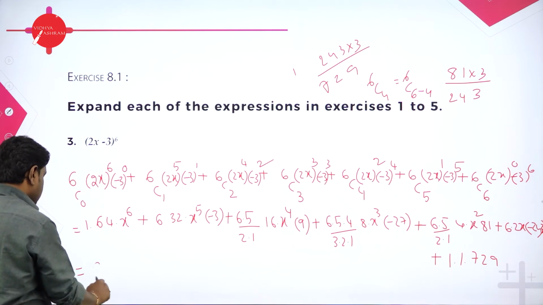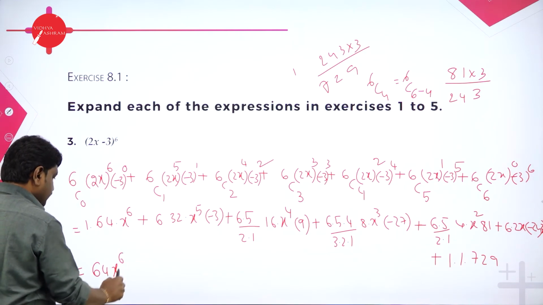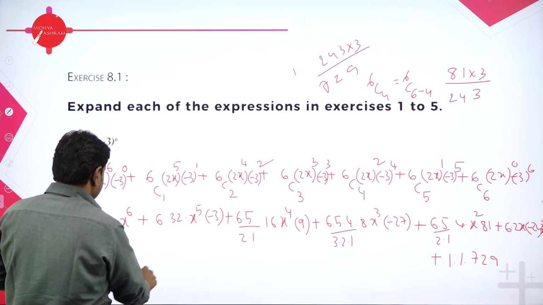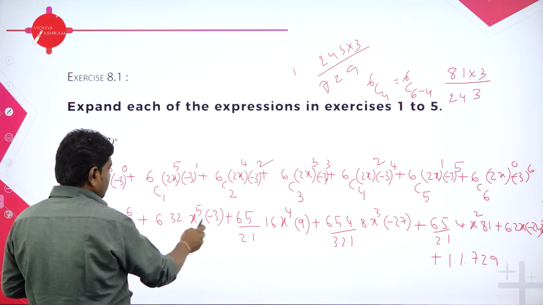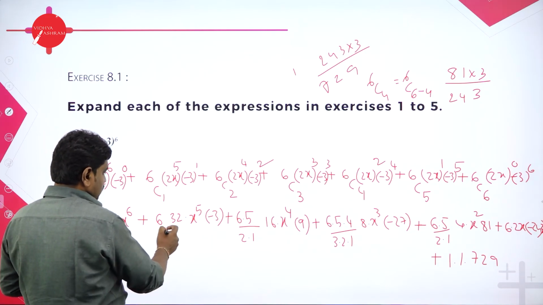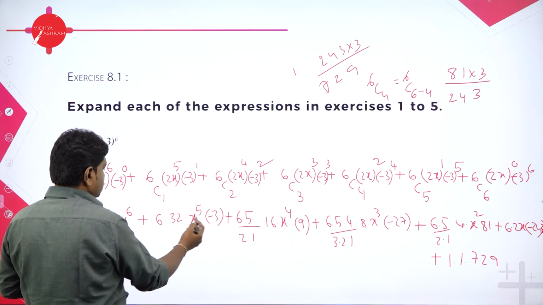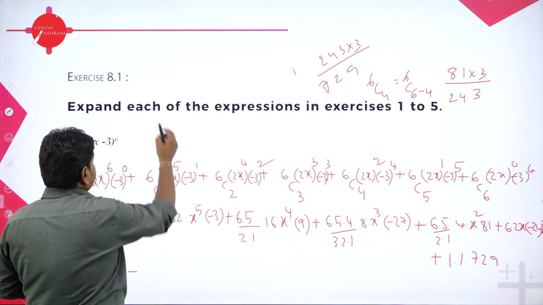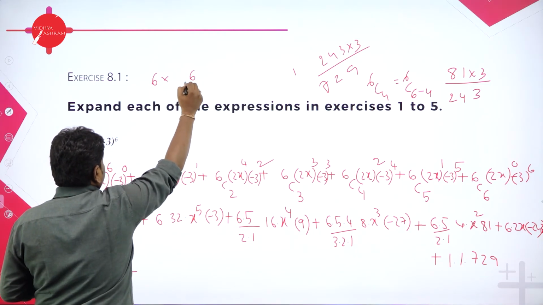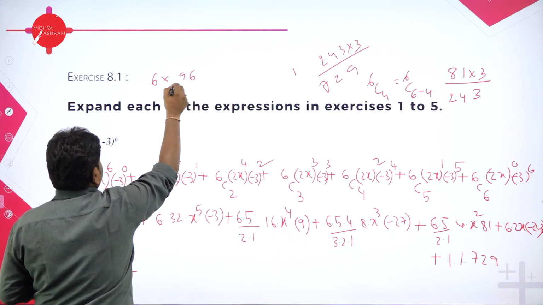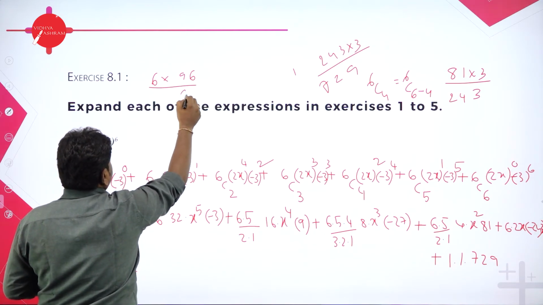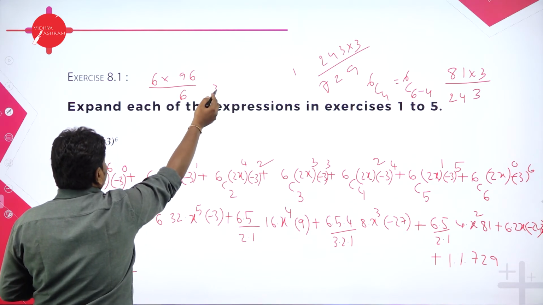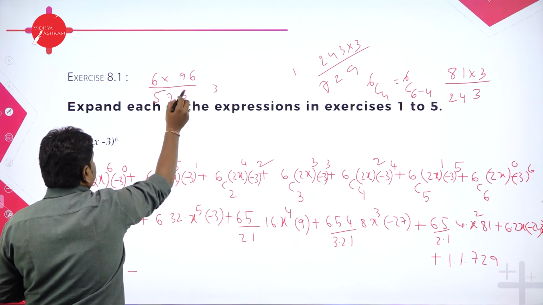The first term is 64 x power 6. Next, plus into minus becomes minus. Multiply this carefully. So we have 3 2s are 6, 6 into 96. 6 6s are 36, 6 3s are 18... 54 plus 3, 57, 576.